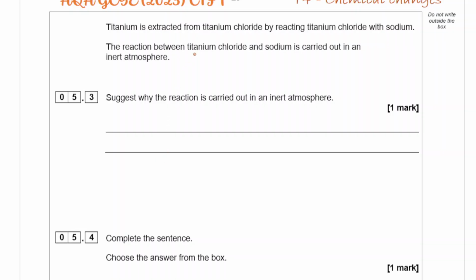Titanium is extracted from titanium chloride by reacting titanium chloride with sodium. The reaction between titanium chloride and sodium is carried out in an inert atmosphere. Suggest why the reaction is carried out in an inert atmosphere, meaning that there is no oxygen or any gases that will react with this. Sodium is a reactive metal. You're trying to displace the titanium by getting sodium to pull away the chlorine from titanium. If oxygen was there or even water vapor, sodium will actually react with the oxygen to form sodium oxide or sodium hydroxide.